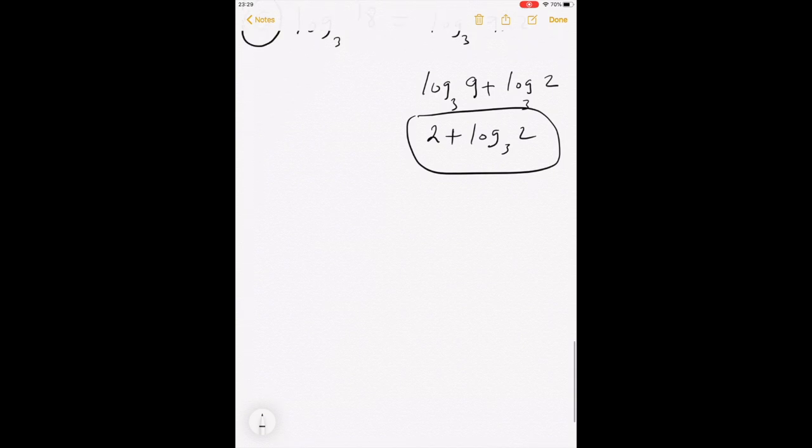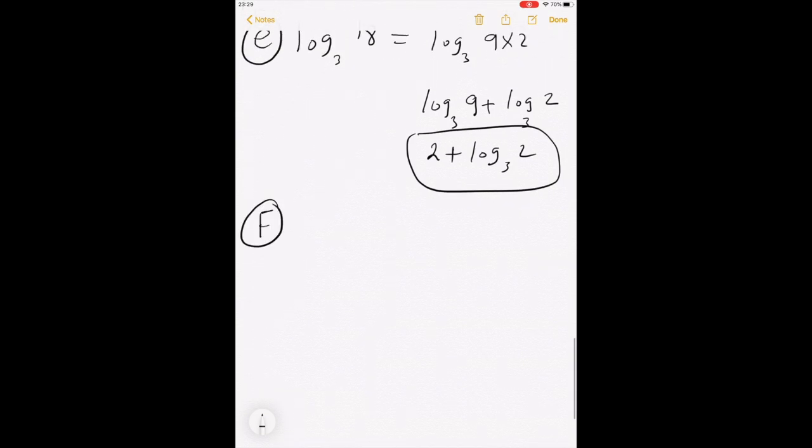Let's look at f. So f here says log 200. Then that means, is there 10 to the power of something that gives you 200? Let's try that. 10 to the power of 1 is 10. 10 to the power of 2 gives you 100. 10 to the power of 3 gives you 1000. Then that means 200 is not an option, it's something in between.